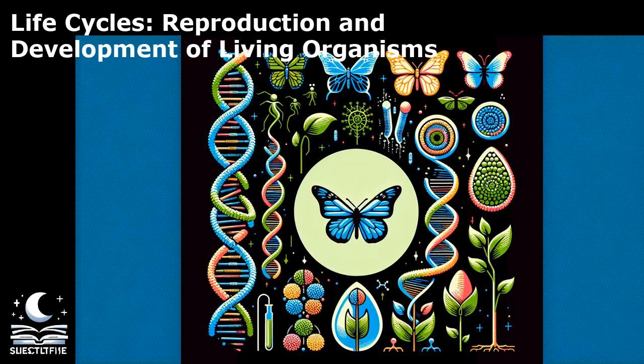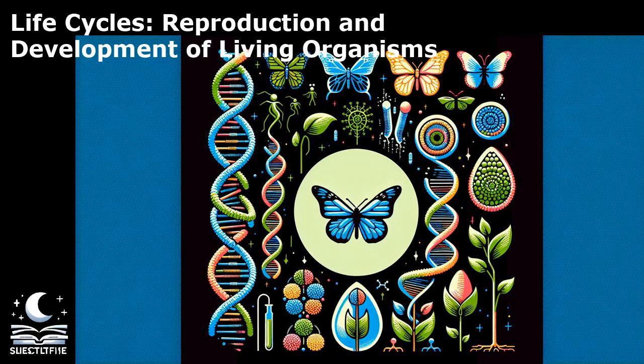Life cycles, reproduction, and development of living organisms are intricate processes that showcase the diversity and resilience of life on Earth. Asexual reproduction, such as binary fission and budding, allows for rapid population growth and genetic uniformity in organisms like bacteria and yeast. On the other hand, sexual reproduction introduces genetic diversity through the fusion of specialized sex cells, enhancing the adaptability of populations to changing environments.